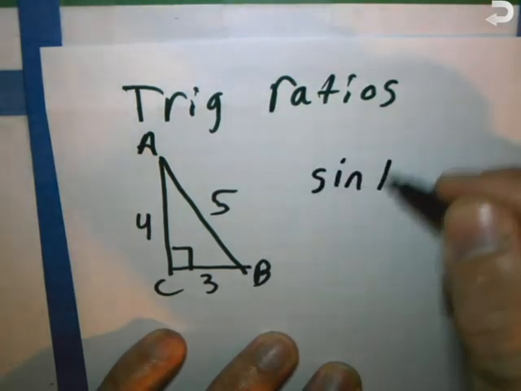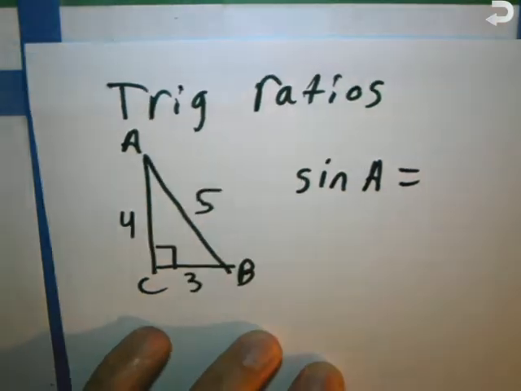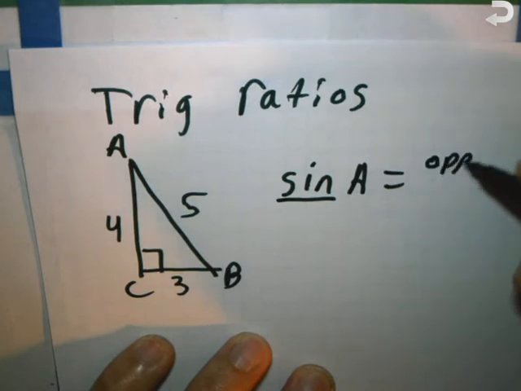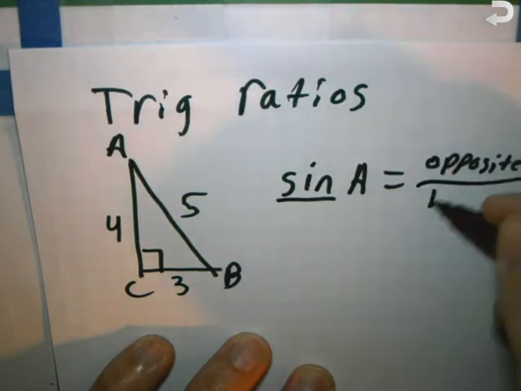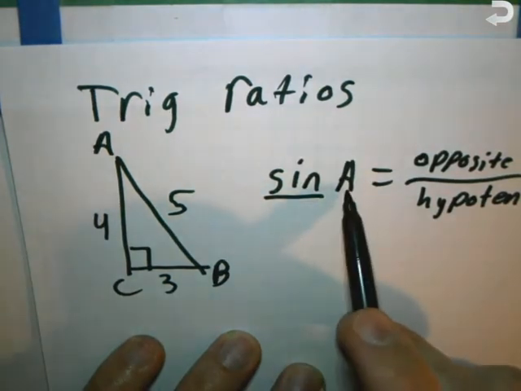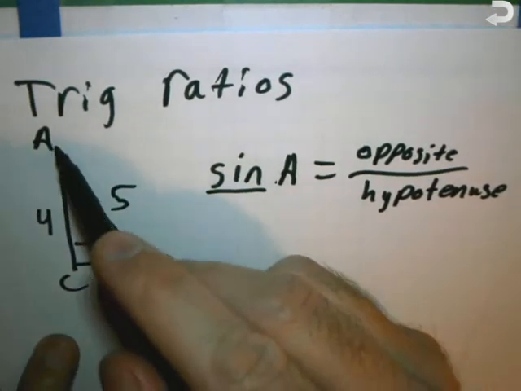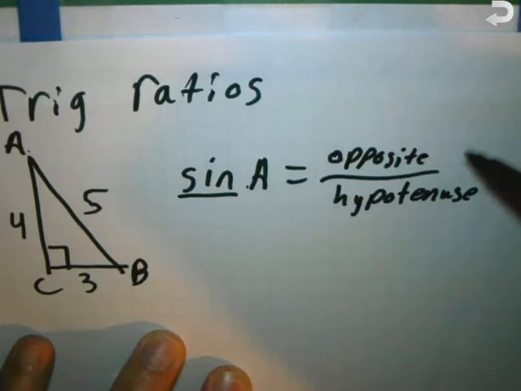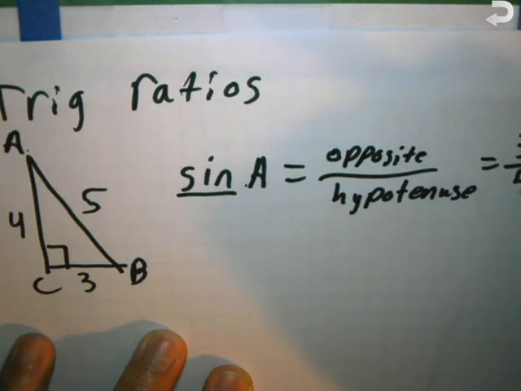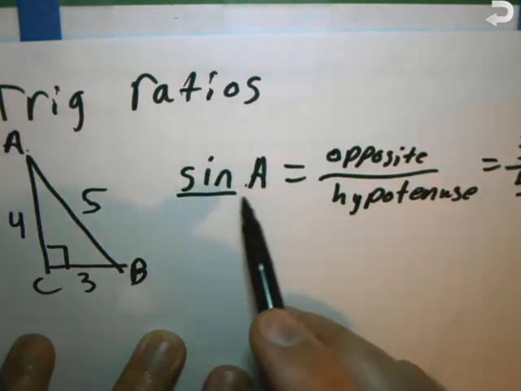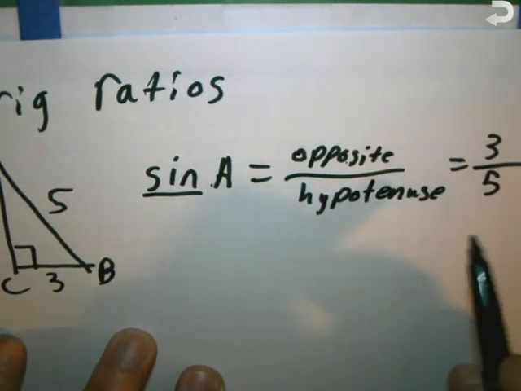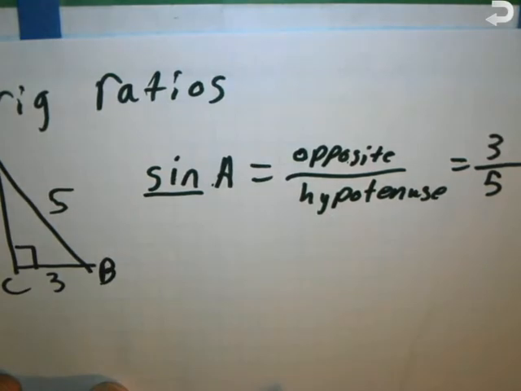The first thing that you're going to have to do is write sine of A. Well, what is sine of A? Whenever we're dealing with sine, it's always the opposite over the hypotenuse. So we look at the opposite of this angle, and the opposite of this angle is this side, so it's going to be 3. And the hypotenuse is 5. So we write sine A equals opposite over hypotenuse equals 3 over 5. There you go.